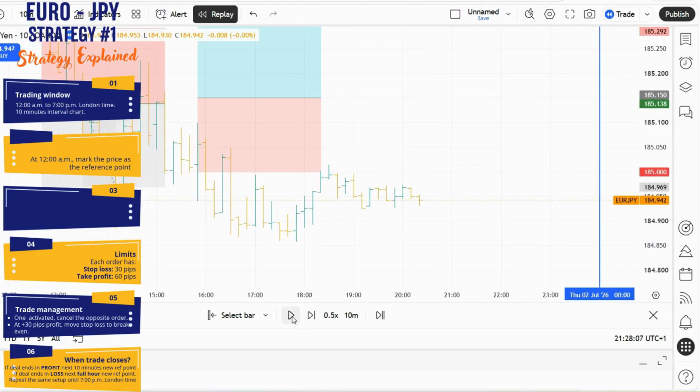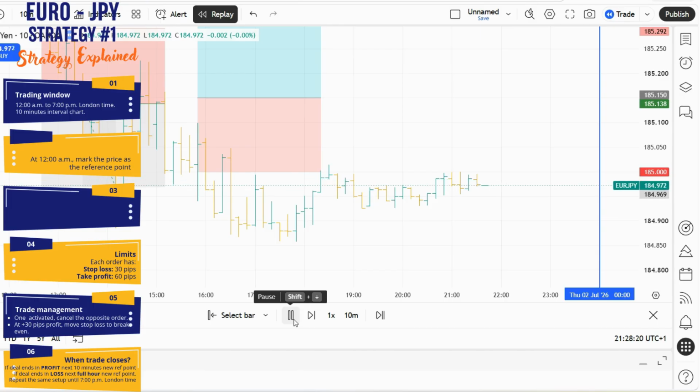Each order uses a stop loss of 30 pips and a take profit target of 60 pips. This gives the setup a reward to risk ratio of 2 to 1. In other words, the potential profit is twice the amount initially placed at risk. Both pending orders remain active until one of them is triggered.